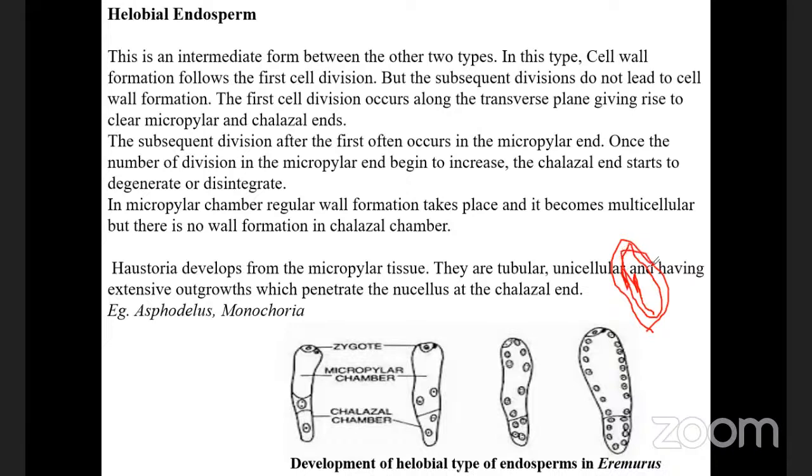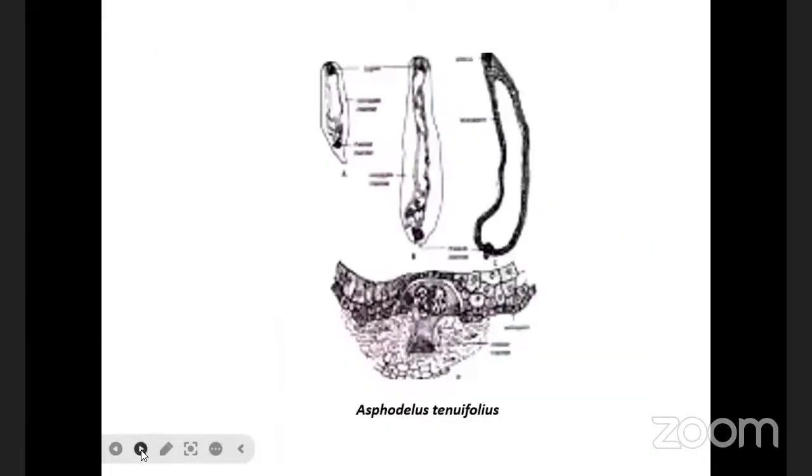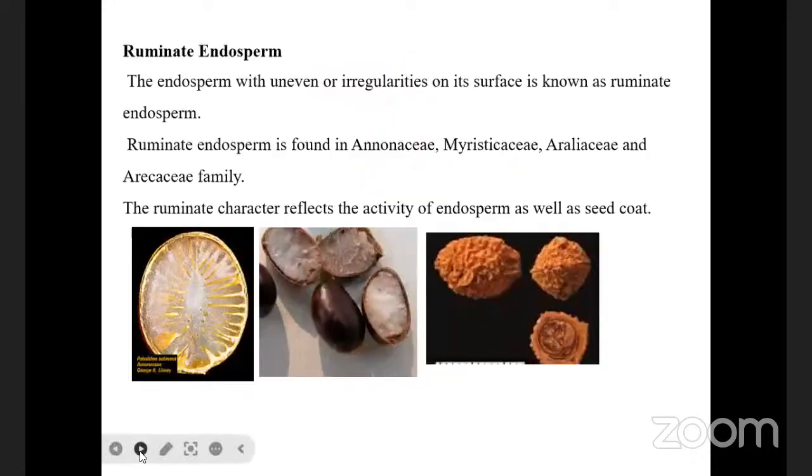That means the endothelium, the nutritious layer, the nucellar cells. It absorbs nutrition from the nucellar cells and supplies it to the embryo. Okay. And then you can see the various types of the helobial endosperm in Aspergillus tenuifolium. You can see how the haustoria and the helobial endosperm formation is taking place, both cellular and nuclear.